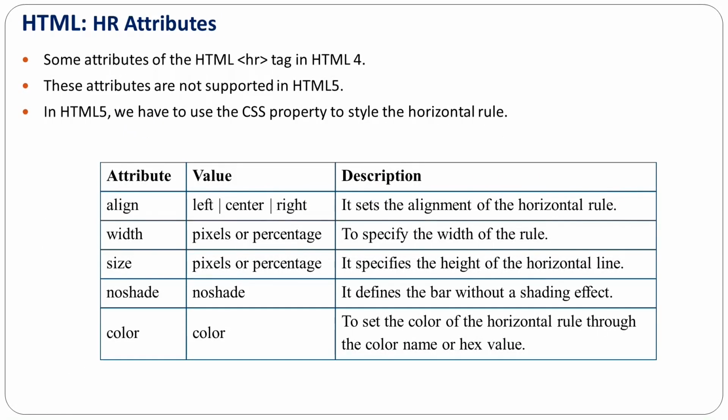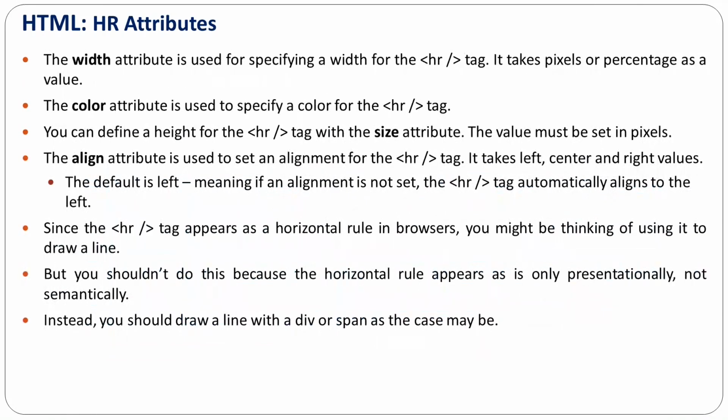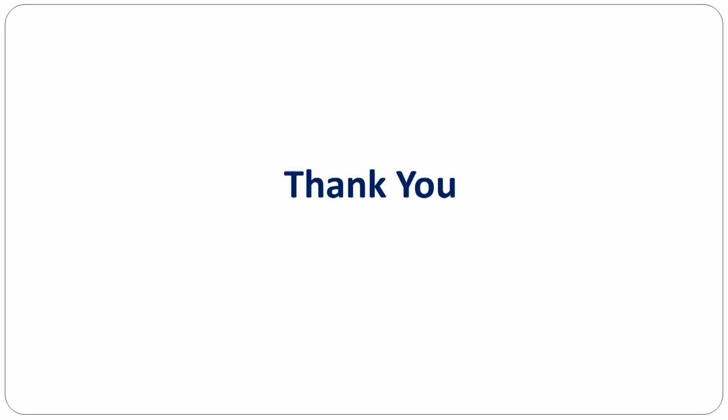The HR tag has attributes as we have seen in the previous example: alignment, width, size, no shade, and color, and based on that we are providing the appropriate constant values to the attributes, and we have discussed it.